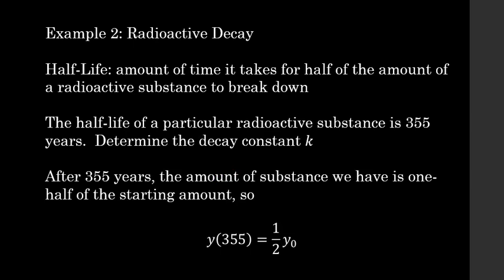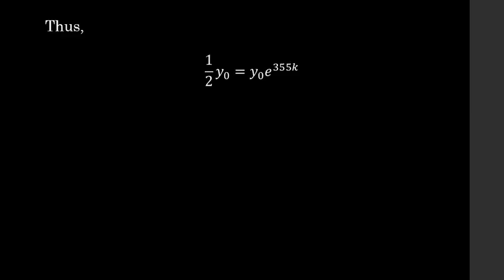So as we just said, y of 355 is equal to 1/2 times y naught. Therefore, 1/2 y naught is equal to y naught times e raised to the power 355k. There's that key piece of info that we need. Now, continue on. I'm going to divide by the y naught first, and the y naughts disappear.